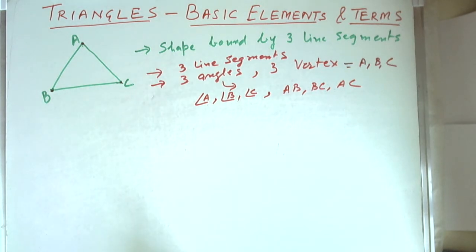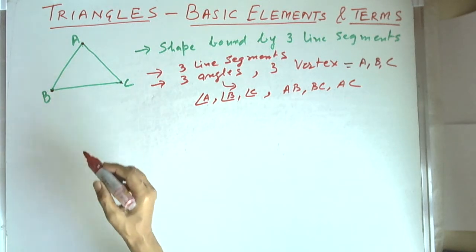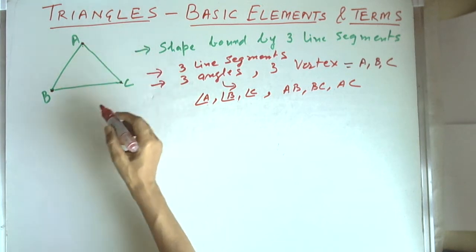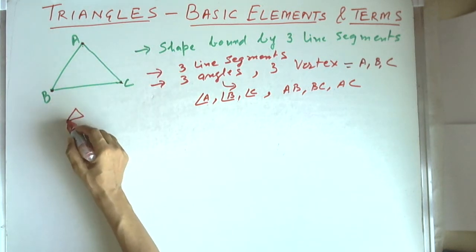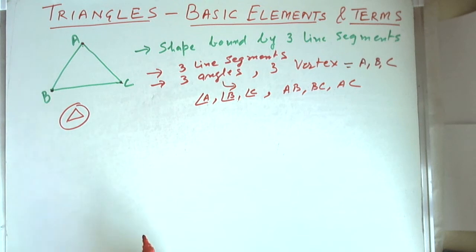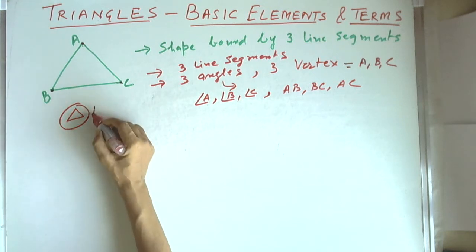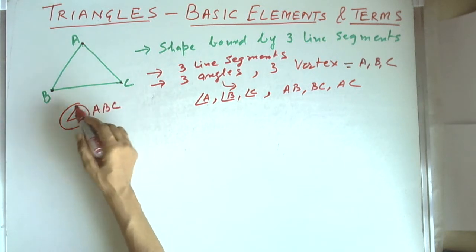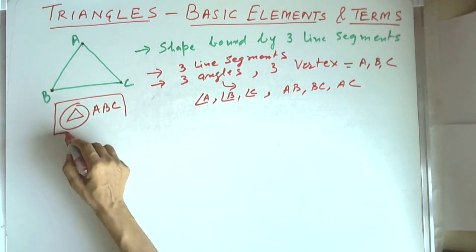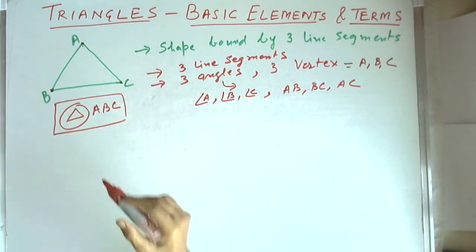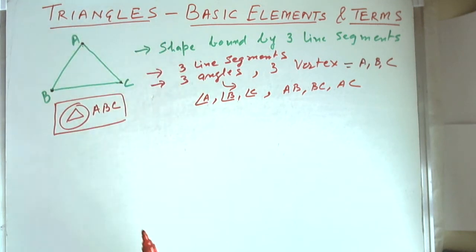Then what are the different types of triangle? So let us understand. A triangle in short form can also be written like this. This symbol is also used. So we can say triangle ABC. Instead of writing the full word triangle, we can write triangle ABC.